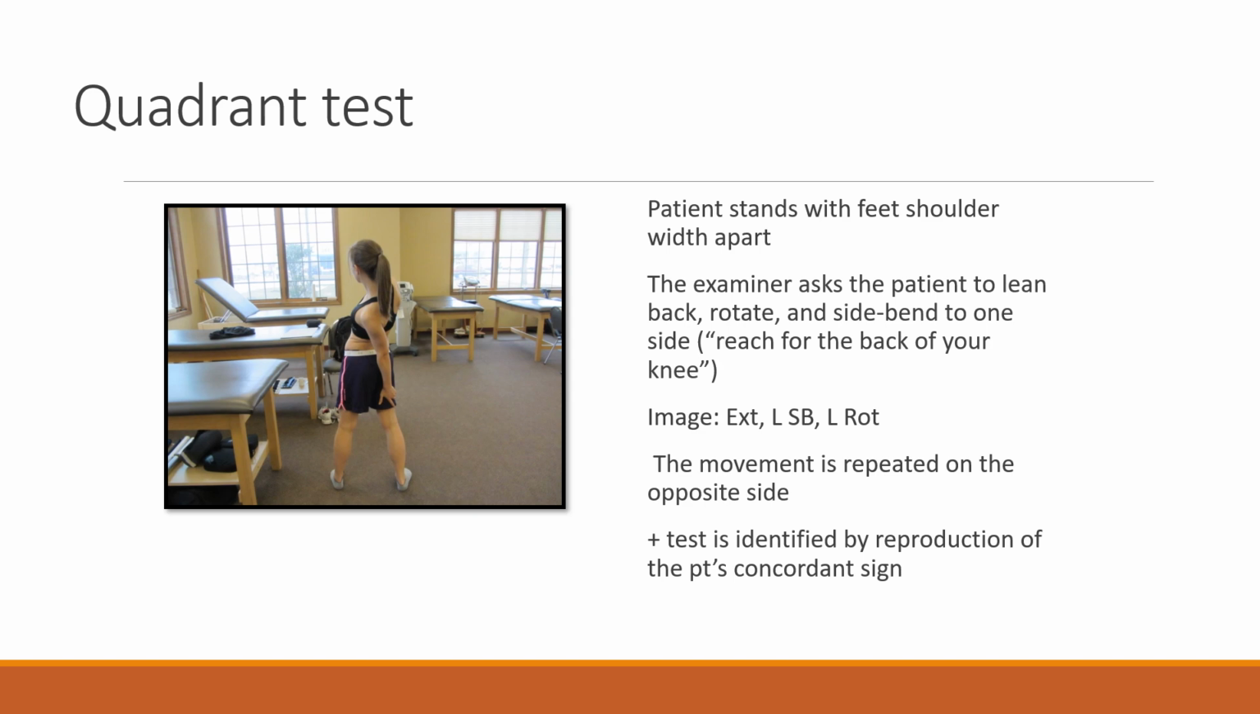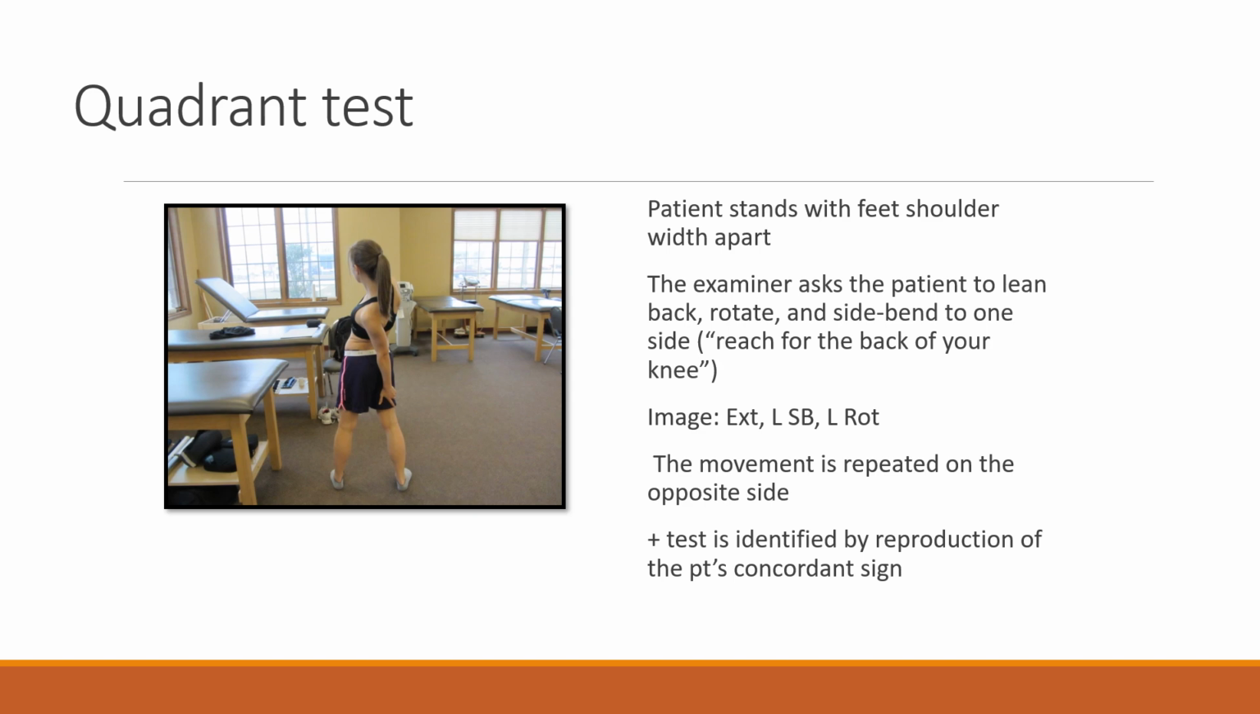In this particular case, we're going to load it in all three planes. We load it back into extension in the sagittal plane, and then we ask the patient to rotate and side bend toward the same side, so we're loading it in the frontal and transverse planes as well. At that point, you can even sometimes overpress. If a patient does not have reproduction of their symptoms with this, in my mind, you can pretty much rule out the lumbar spine.